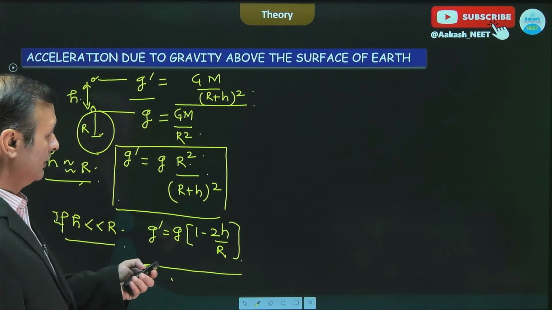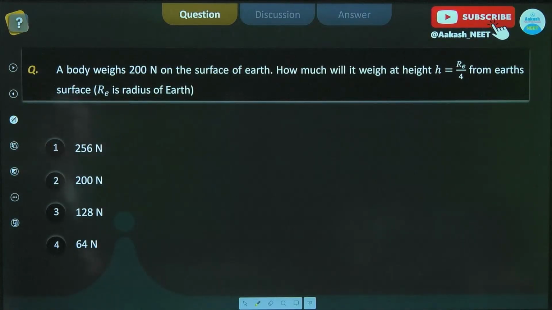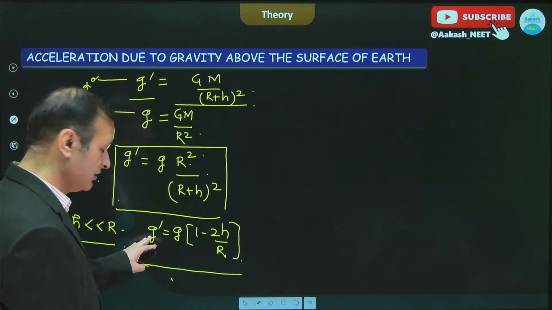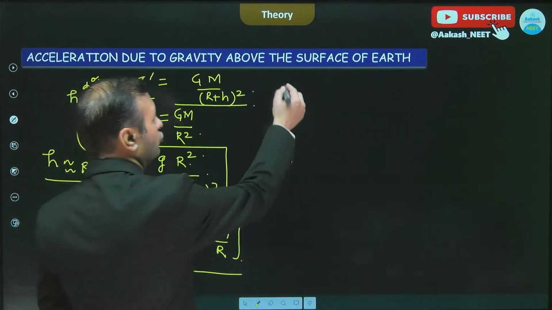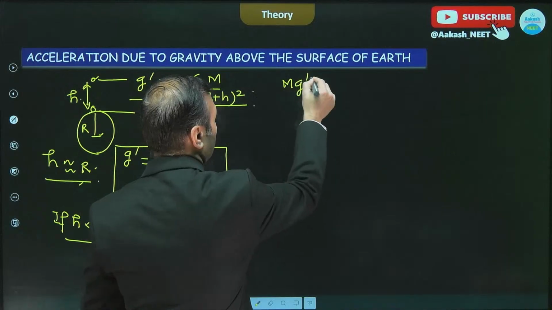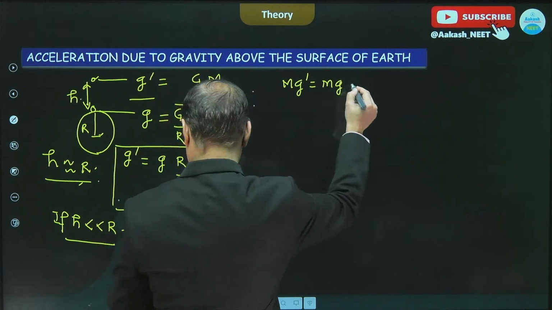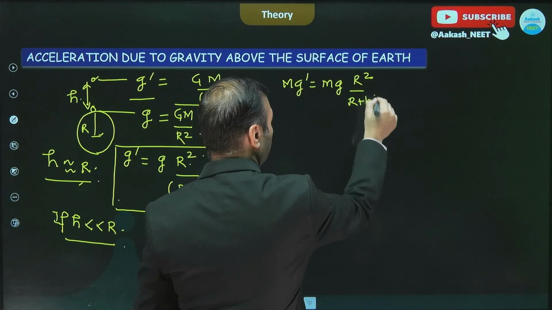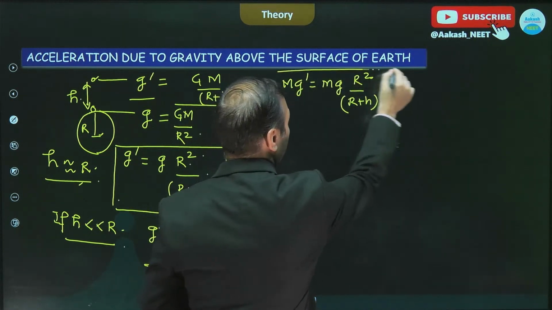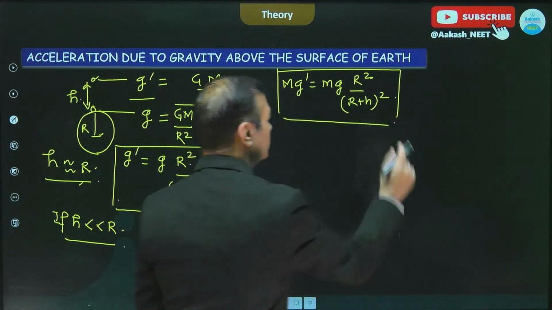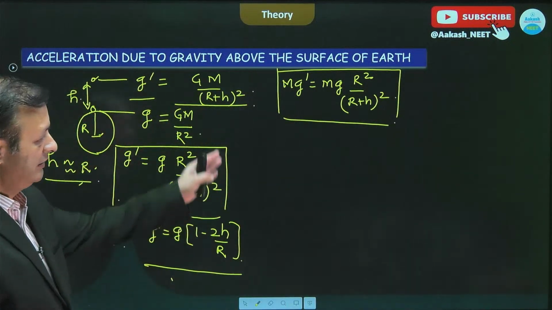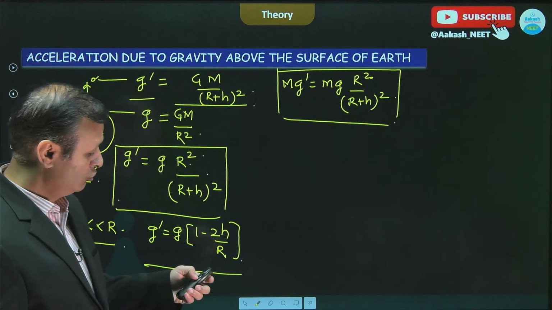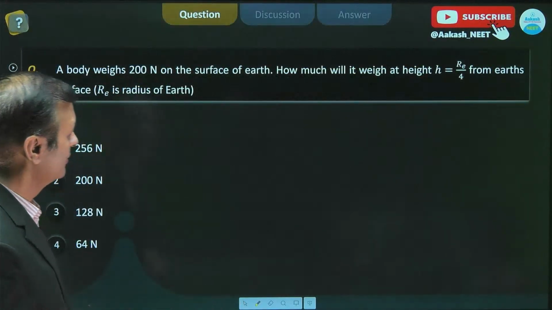So let's attempt one numerical. I would like to highlight, this is the value of g dash. So when you multiply both sides by this, primarily this is the first expression. I am just writing down the first expression, and your weight at a height becomes this one. So the next numerical is based on this concept only.